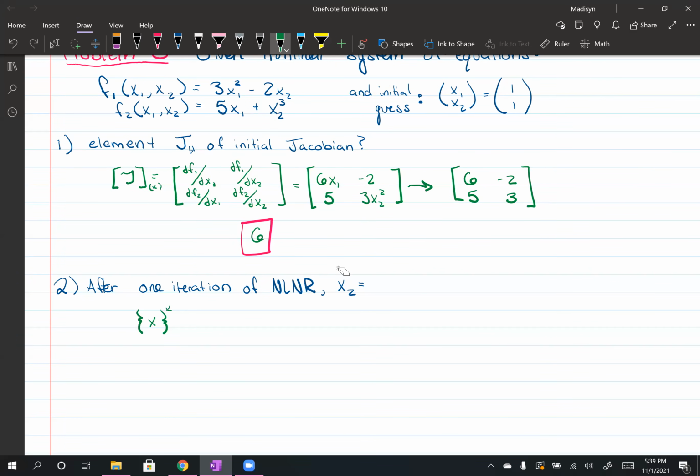So x at k plus 1, our newest update of x, is equal to our old vector x, whatever the one before it was, minus your Jacobian inverse of the previous iteration times the function evaluated at the previous x vector. So this is a very important formula to remember.